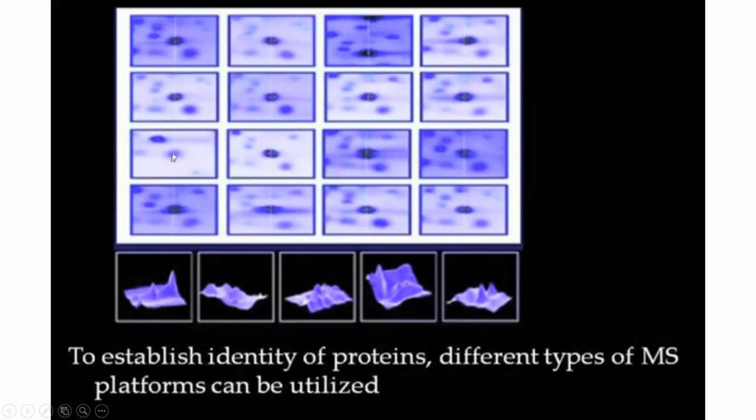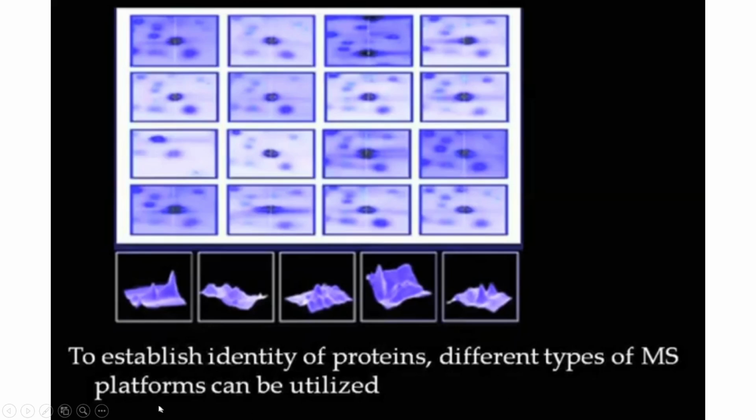Okay, so that's how the software looks. If you point out one specific spot, it will tell you how intense it is, whether it is overexpressed or not overexpressed. Then accordingly, you will understand. That's how the software will help you. So it will establish the identity of proteins.